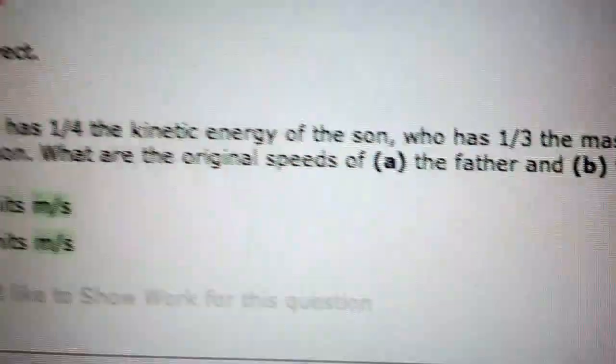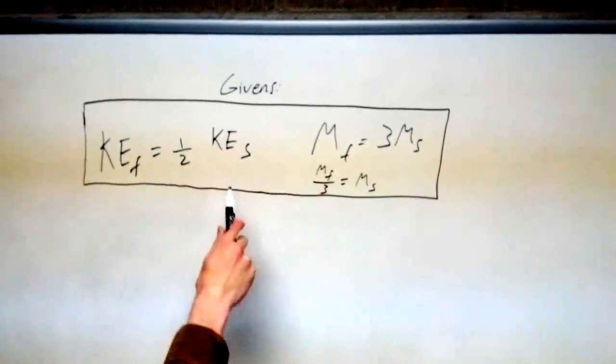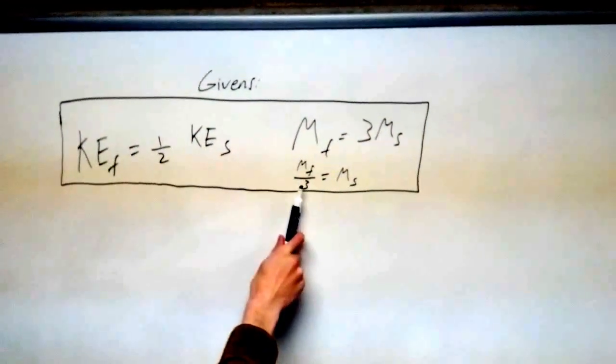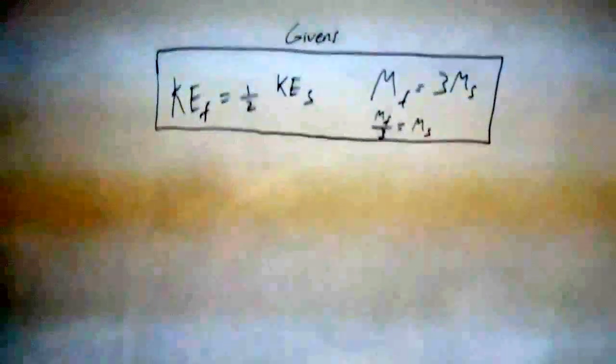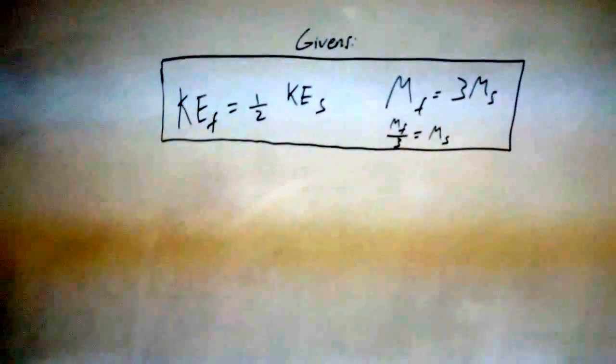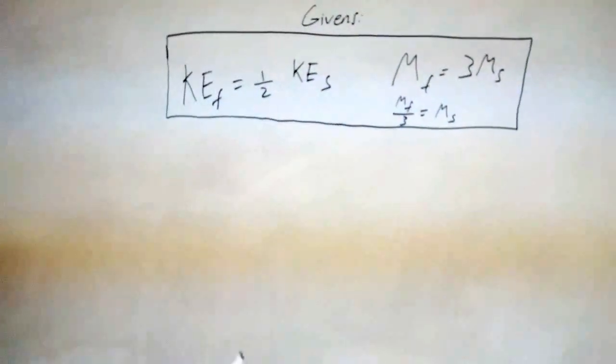So the first step in this problem is to write our givens, which are the kinetic energy of the father equals half the kinetic energy of the son, and that a third the mass of the father equals the mass of the son. So after we get those givens established, we can start to form an equation that uses these to figure out the velocities.